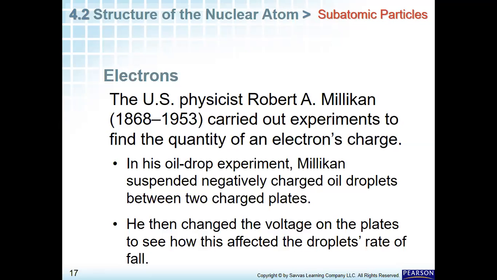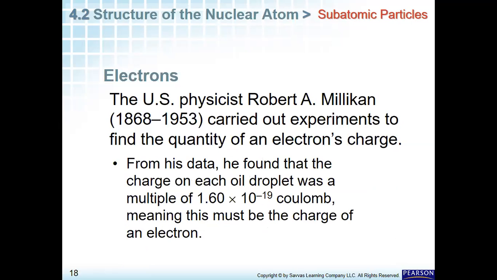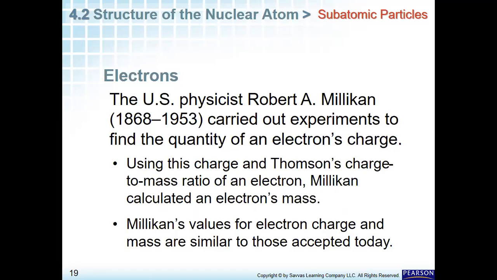He put the droplets between two charged plates. He then changed the voltage on the plates to see how this affected the droplets' rate of fall. That indicated that the droplets carried a charge that is a multiple of 1.6 times 10 to the power negative 19 coulomb, which means that this is the charge of the electron.